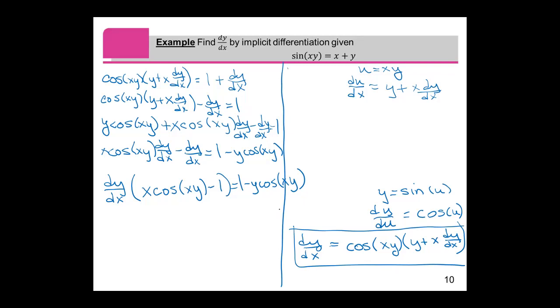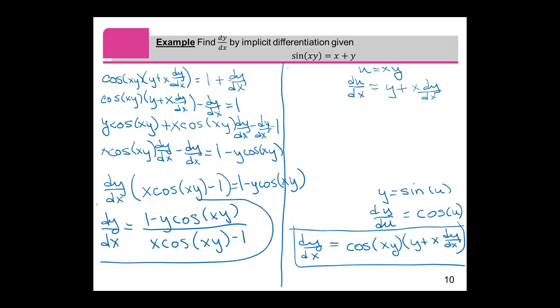And then now we can divide both sides by x cosine. So we have 1 minus cosine of xy over x cosine of xy minus 1. And that's it. Yes, good job. Excellent. Thank you, Professor. No, thank you. That was a great job.